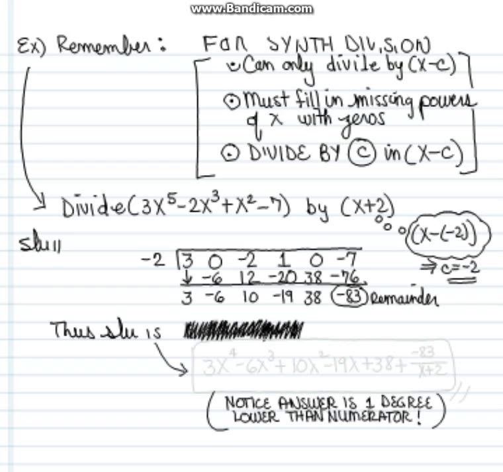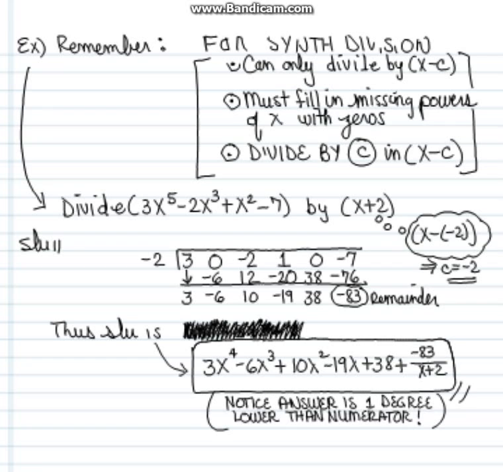Then just work your way down, powers of x. The next is negative 6. So we've got 3 times x to the fourth, and then we have minus 6 times x to the third, plus 10 times x to the second, minus 19 times x, plus 38, plus a negative 83 over the divisor, x plus 2. Put a box around that. So you see where that came from?